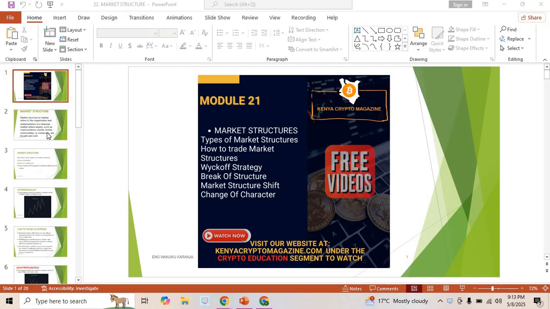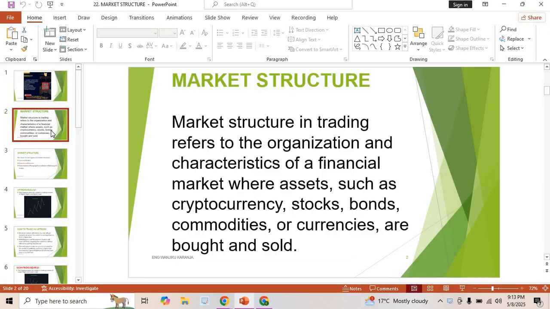So just to jump straight into that, let's define what market structure is. Market structure in trading basically refers to the organization and characteristics of financial markets where assets such as cryptocurrencies, stocks, bonds, commodities, or currencies are bought and sold. So market structure is organization and characteristics of the financial markets. As we proceed, you'll be able to understand in depth what market structure is.